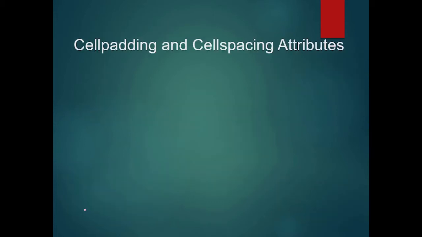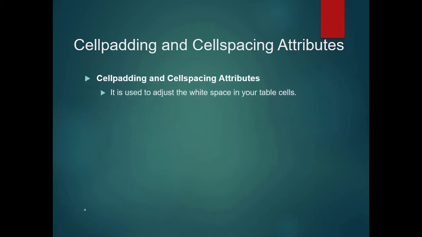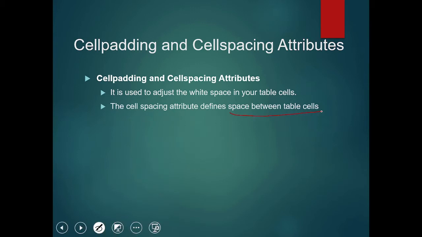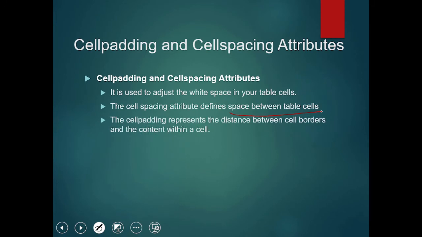The next attribute is the cell padding and cell spacing attribute. Cell padding and cell spacing are used to adjust the white space in your table. The cell spacing attribute defines the space between table cells. The cell padding represents the distance between the cell border and the content within the cell.